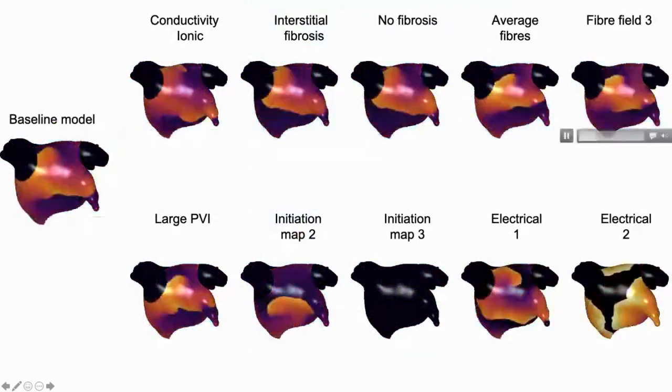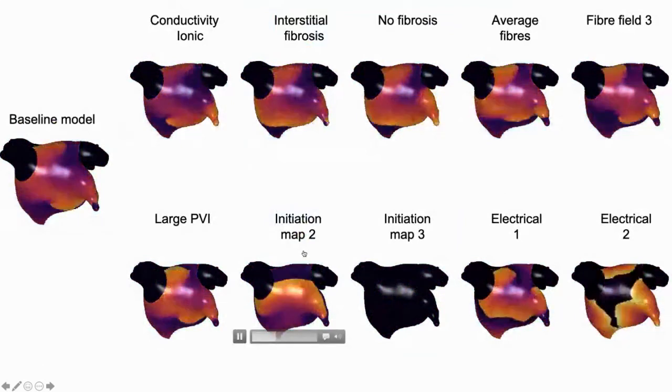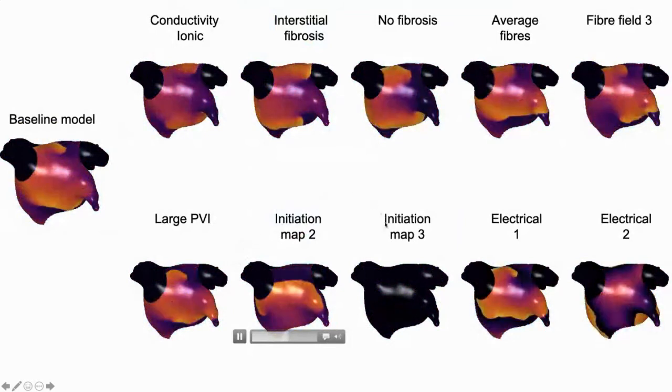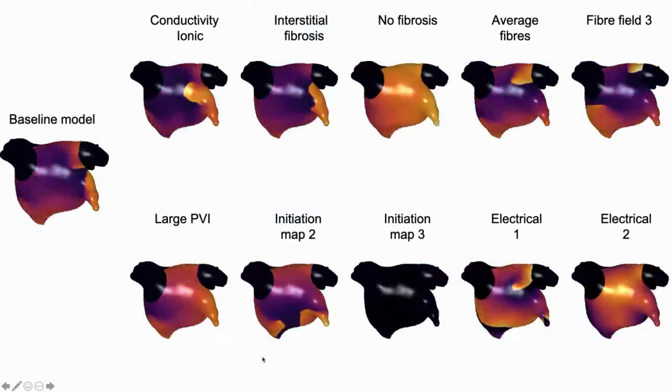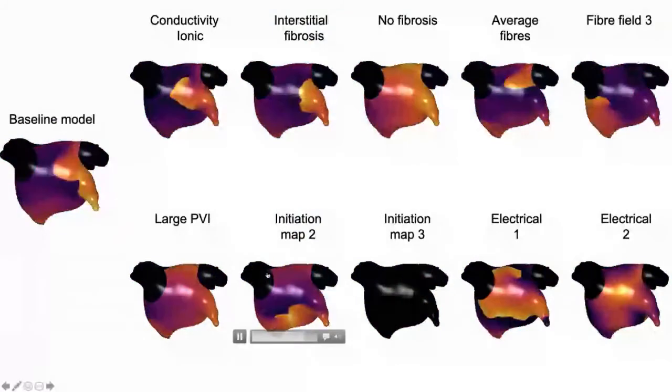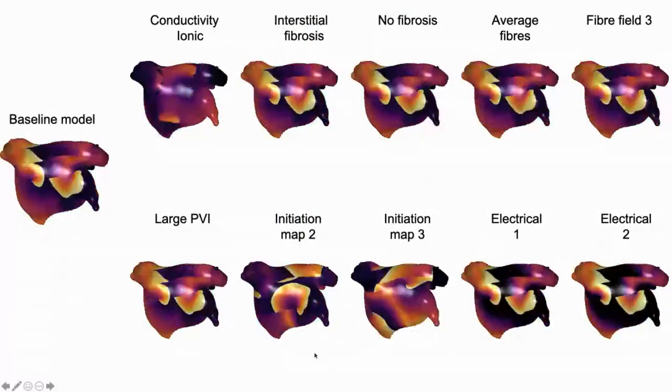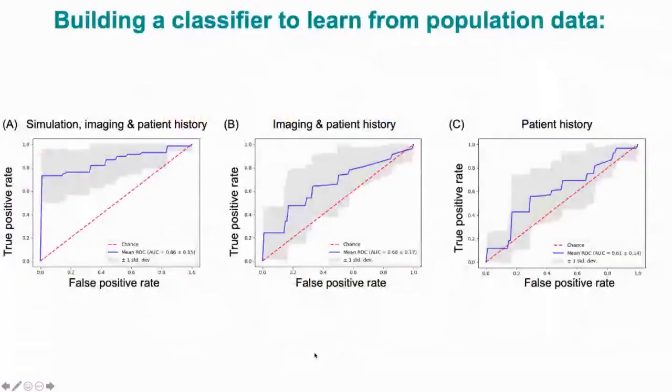To give you an idea of what these might look like, this is for one patient, we've got all of the different variations of the model. And we can see that in this case, this patient did have AF recurrence, and in most of the setups we're still seeing a re-entry around after the ablation. So in this case, most of them are showing a re-entry afterwards.